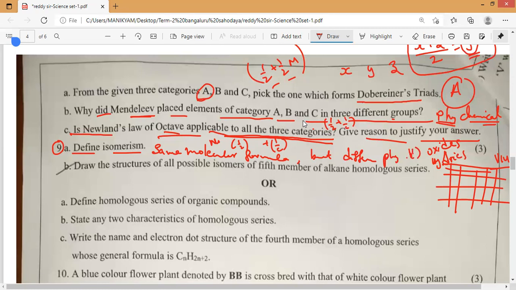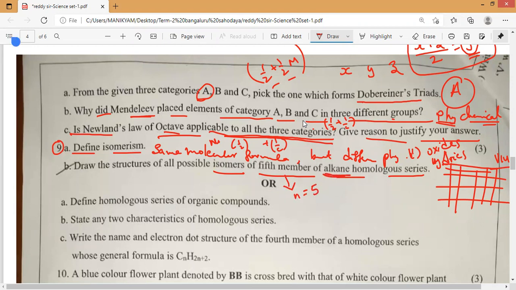Okay. Next, draw the structure of all possible isomers of the fifth member of the alkane homologous series. So let me see who will find the fifth member first. Fifth member means what will come, guys? Anybody? Fifth means n is equal to 5.